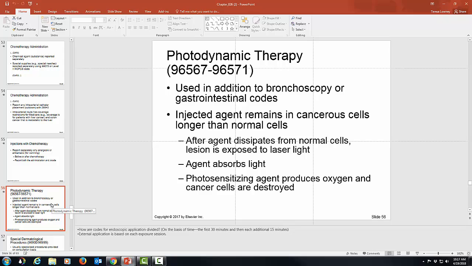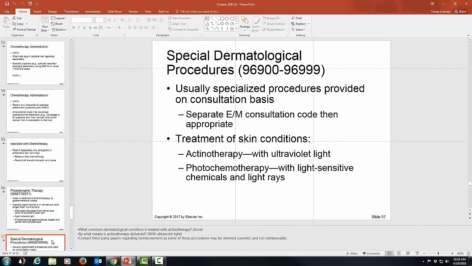Photodynamic therapy uses, in addition to bronchoscope or gastrointestinal codes, the injected agent remains in the cancerous cells longer than normal cells, so it absorbs the light. So this photosensitizing agent produces oxygen and the cancer cells are destroyed.